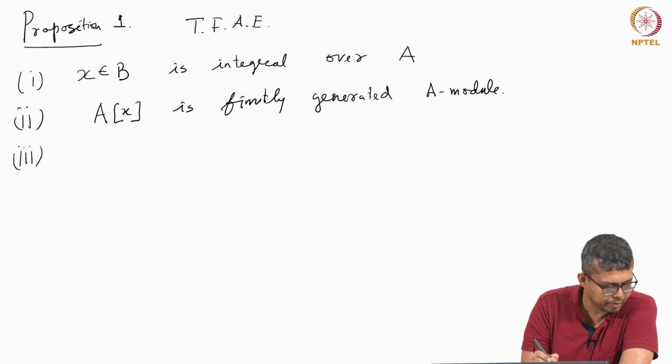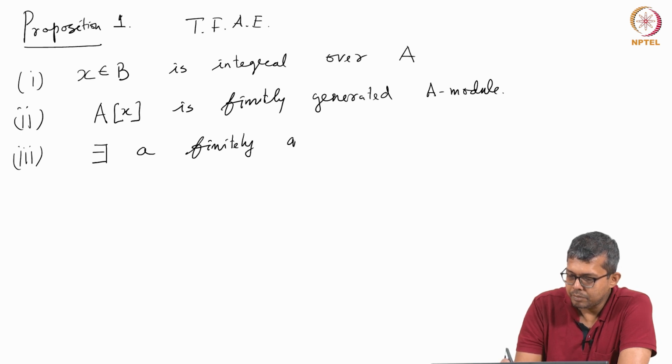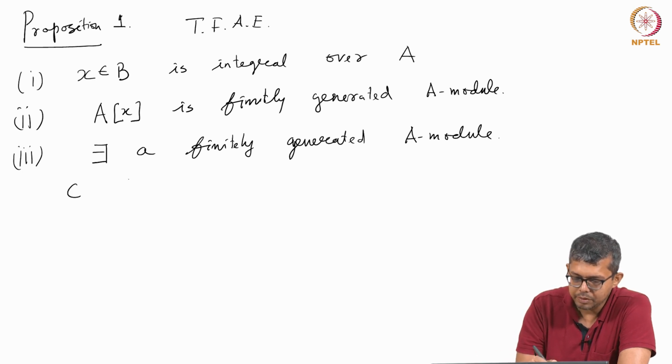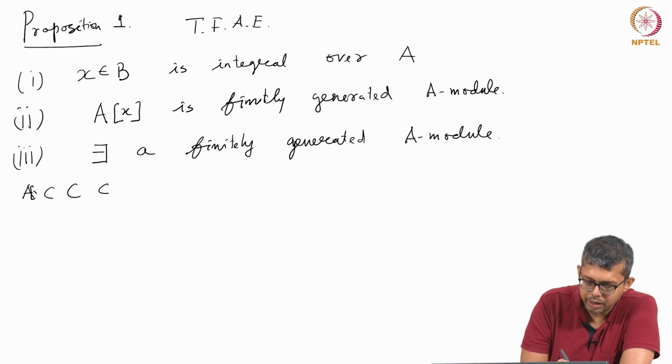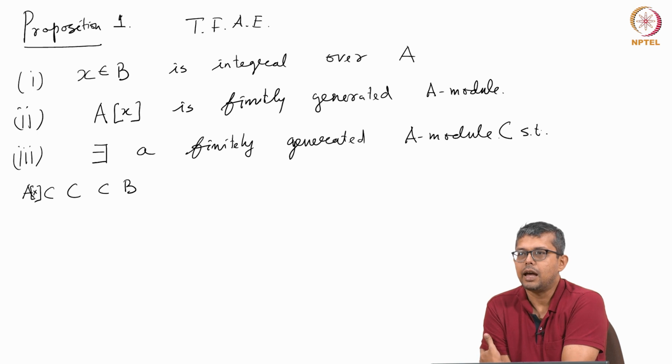Three, there exists a finitely generated A module C, containing, sorry, not A, A[x], so that this contains the ring A[x] and is contained in B. That is, C contains A[x] and C is contained in B.